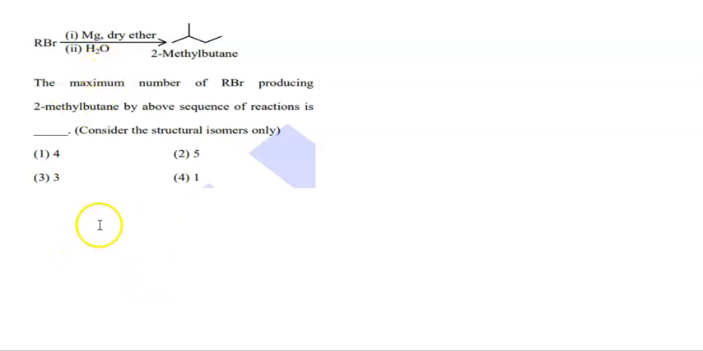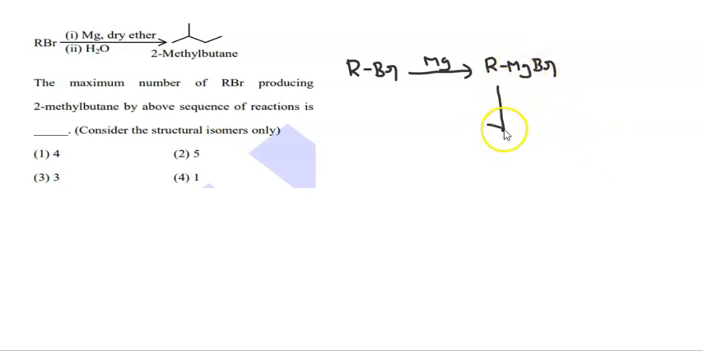So here I am going to take an RBr, which on reacting with magnesium in the presence of dry ether, alkyl bromide reacting with magnesium in dry ether, you can get RMgBr, alkyl magnesium bromide, which is a Grignard reagent, which on reacting with water gives RH, hydrocarbon. That hydrocarbon is given as isobutane. So how many different alkyl bromides can react with magnesium followed by hydrolysis to give this 2-methylbutane, I am asking. It is isopentane, not isobutane.